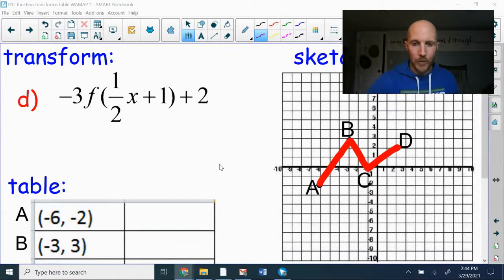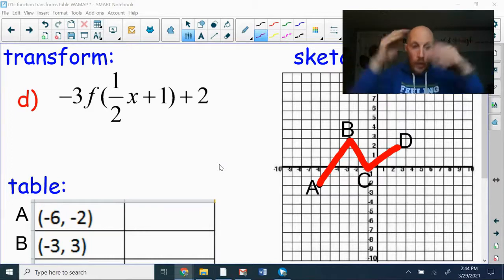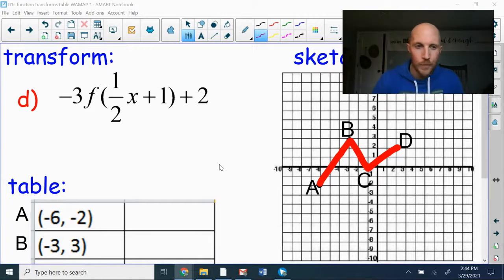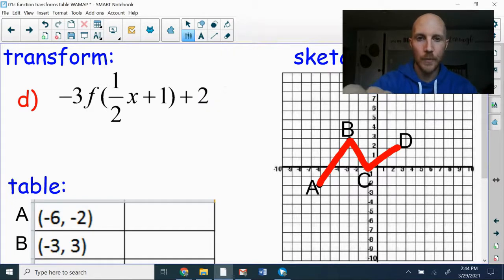All right, so last example here. Here's my function. It's got a little bit of everything in it this time. So -3 times f of 1/2 x plus 1 inside the parentheses plus 2. So it looks like 4 different transformations. Depending on how we want to describe it, we could actually describe it as 5 different parts, but I'm going to deal with it as 4 transformations.